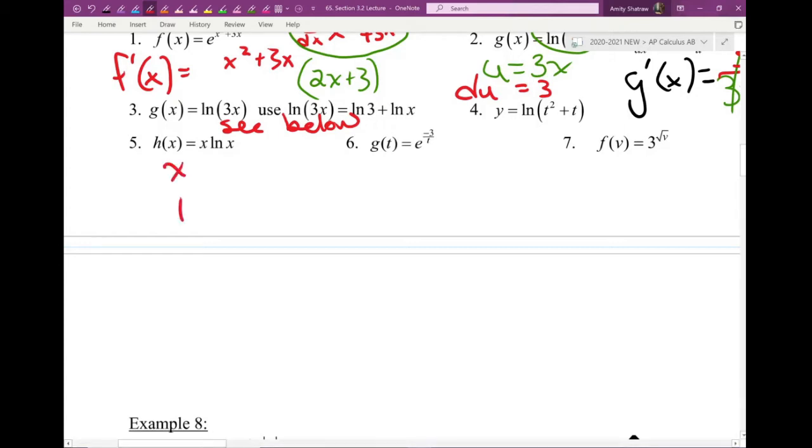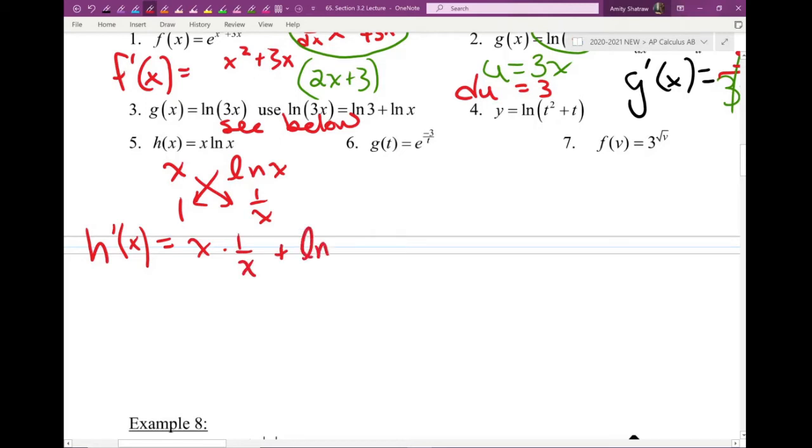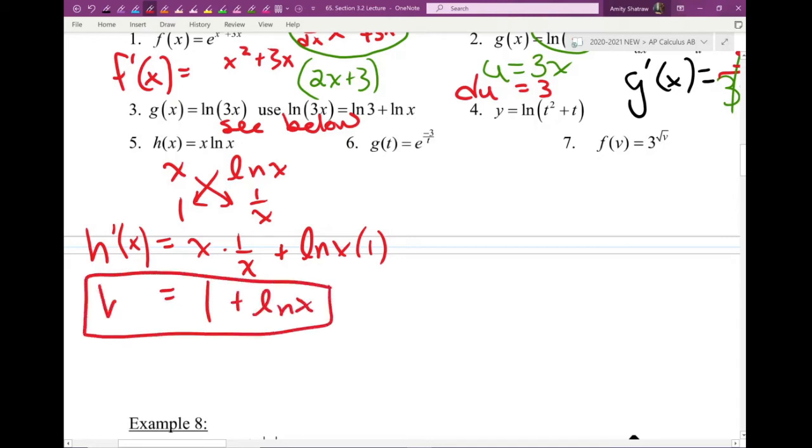And I have x and I take the derivative and then I get 1. I have the natural log of x and I take the derivative and I get 1 over x. It's going to be this times this and this times this. So h prime of x is going to be equal to x times 1 over x plus the natural log of x times 1. That one's too easy. This is 1 plus the natural log of x. Product rule is so much fun. It just really flows, doesn't it?